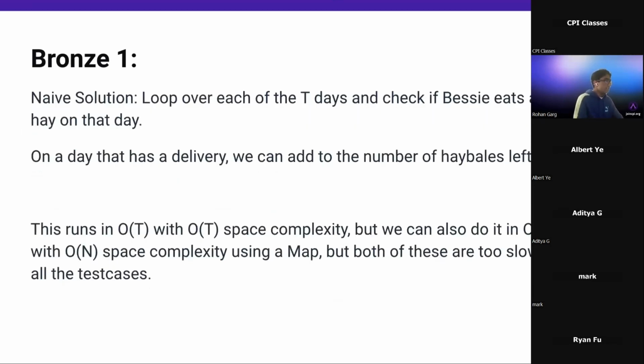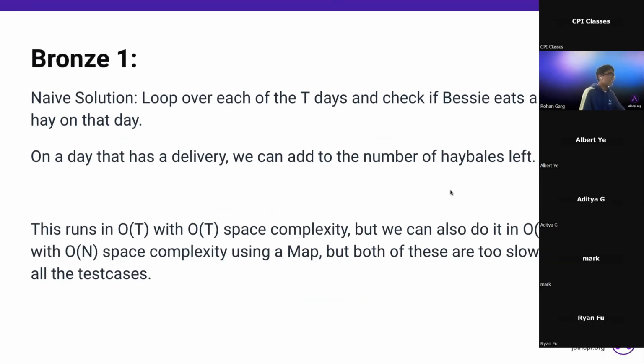If we just loop over each of the T days, we can check if Bessie eats a hay bale on that day. If there's a delivery on that date, we add to the number of hay bales left. If there isn't, we check if the number of hay bales is greater than 0, and if it is, we decrement it by 1 and add 1 to our answer. This runs in O(T) time with O(T) space if you use an array to store which days a delivery comes on.